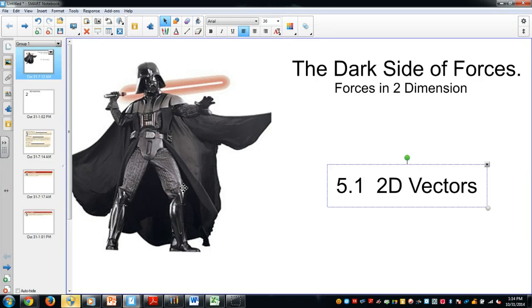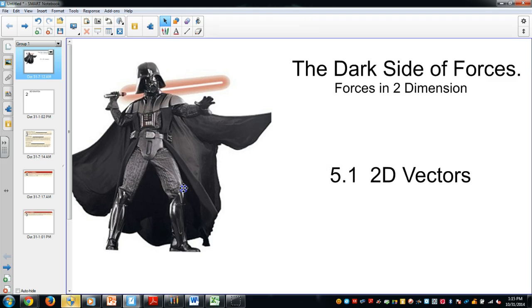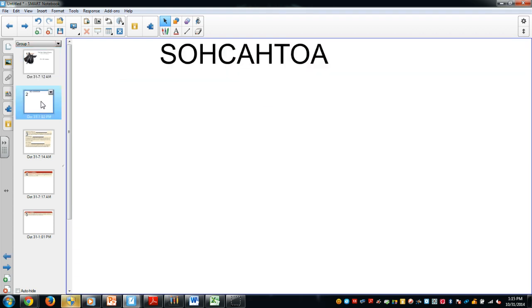Hello everybody, and welcome to section 5.1, which is entitled Two-Dimensional Vectors. Chapter 5 deals with forces in two dimensions, so you're not just pushing up and down or left and right, you're pushing up and down and left and right at the same time. The first thing that you have to know to be able to succeed in this chapter is some trigonometry.